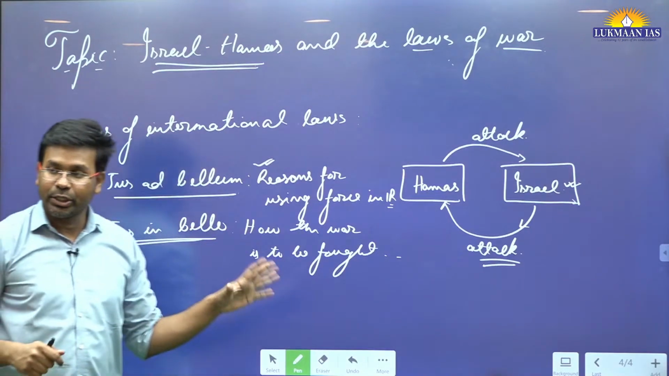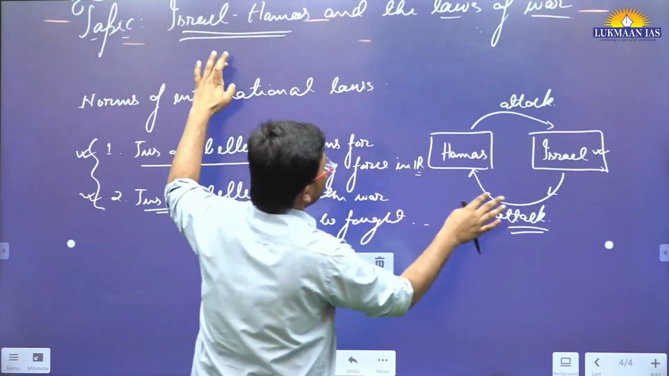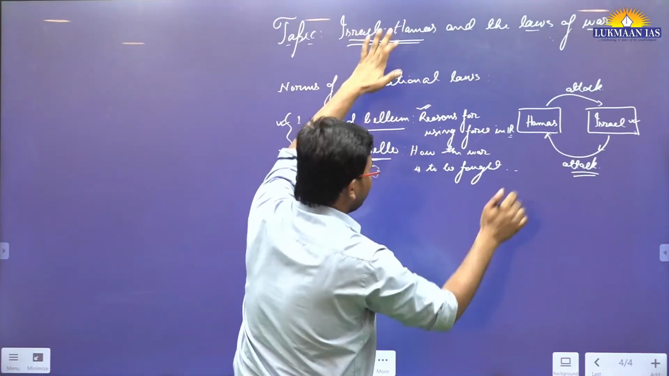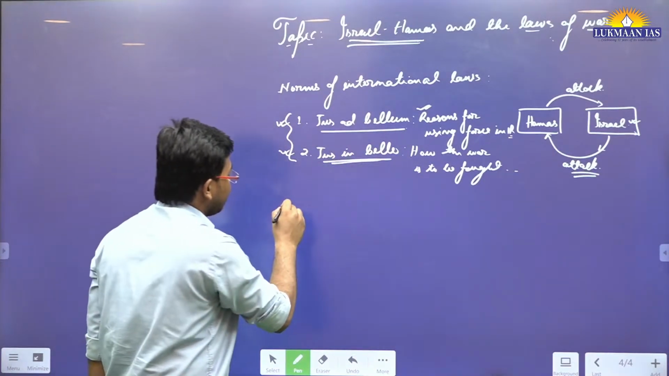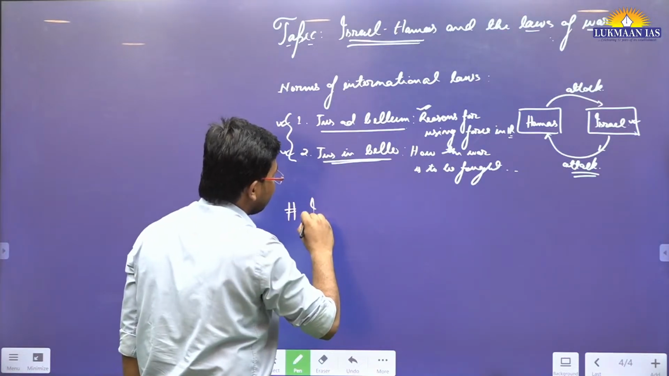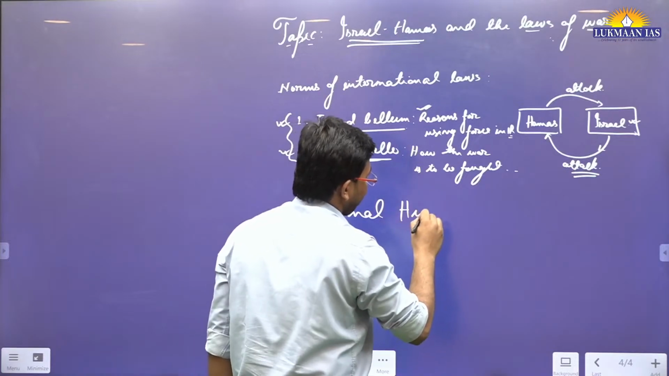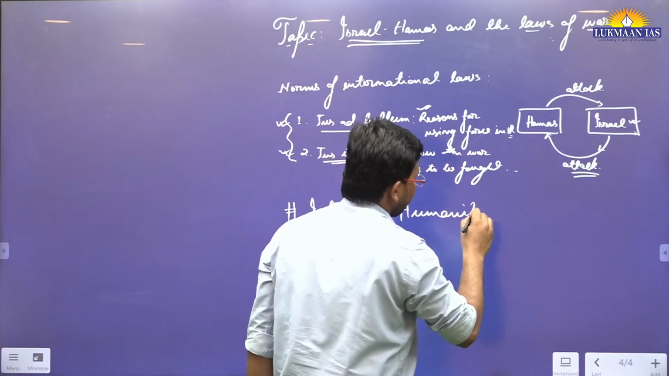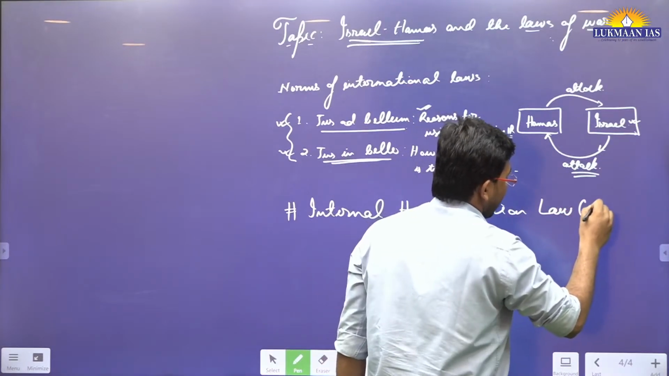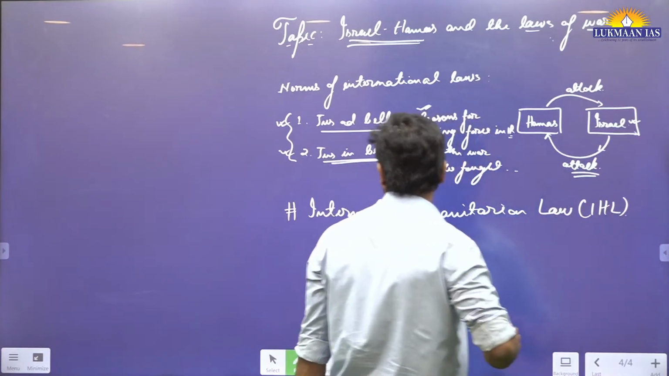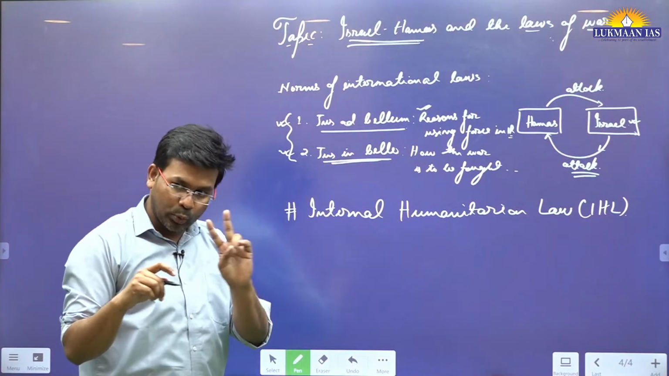For example, if a country is in war with another country, so any kind of war that is happening between two countries, here comes international humanitarian law. These laws are known as international humanitarian law, IHL. So international humanitarian laws talk about two important things.